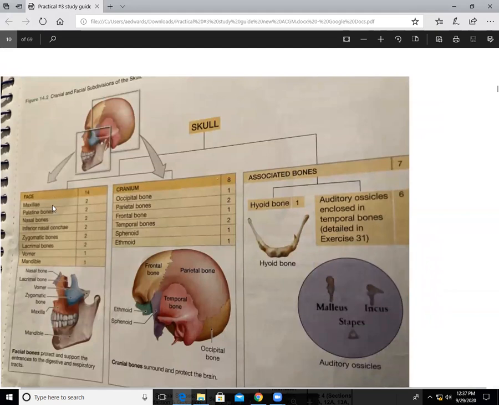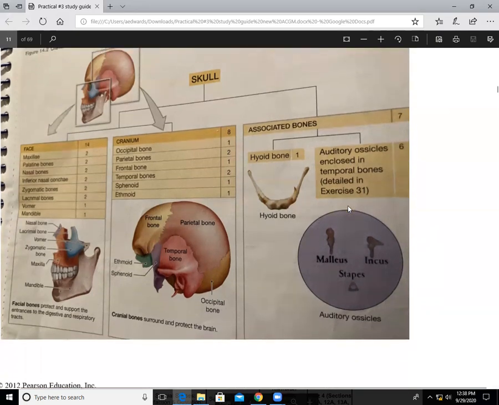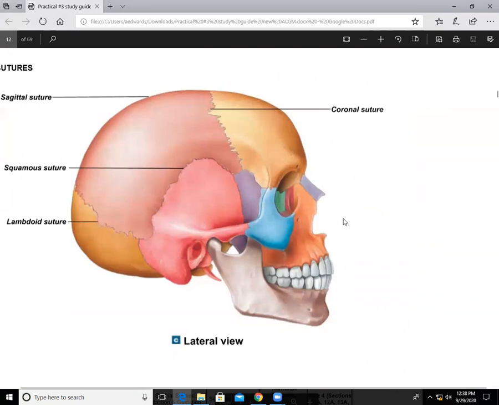As I said, technically you have 2 maxillae, 2 palatine bones, 2 nasal bones, 2 inferior nasal conchae, which we'll show you in a minute, 2 zygomatic bones, 2 lacrimal bones, 1 vomer, 1 mandible. So your lower jaw is considered one bone. And then you've got 1 occipital bone, 2 parietal bones, 1 frontal bone, 2 temporal bones, 1 sphenoid, and 1 ethmoid. Now in your associated bones, your auditory ossicles, your incus, malleus, and stapes, in the ear canal, you have 1 set on each side. So 3 times 2 is 6, and then you have your hyoid bone, gives you 7. So that's the bones of the skull in just an overview.